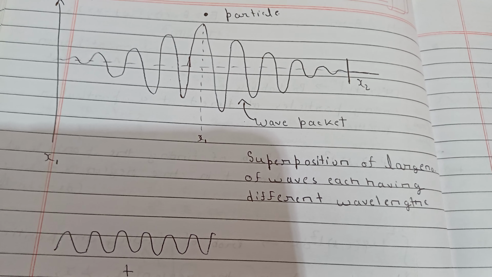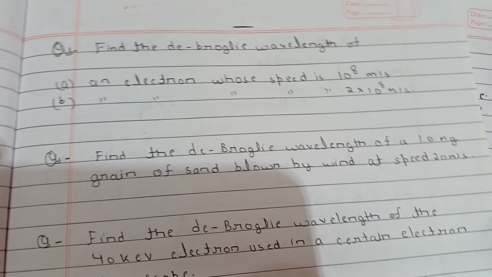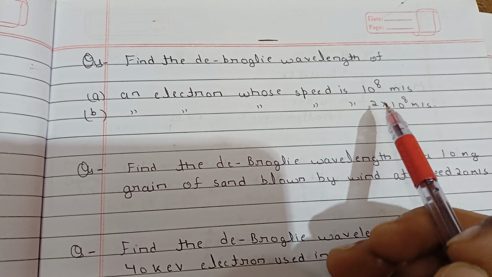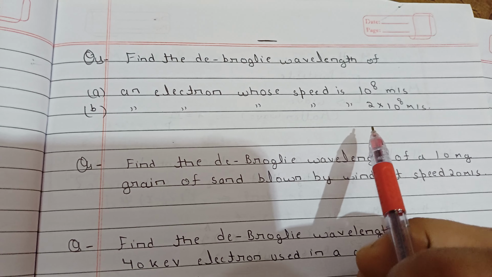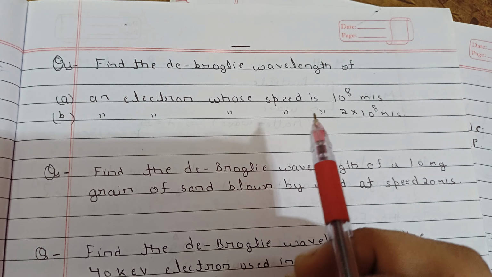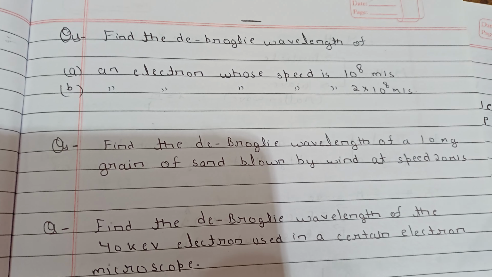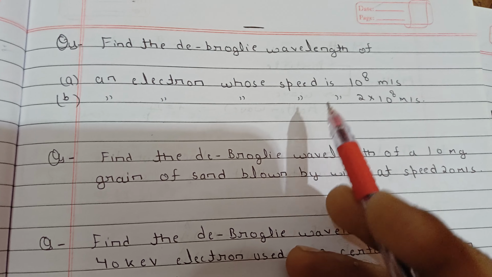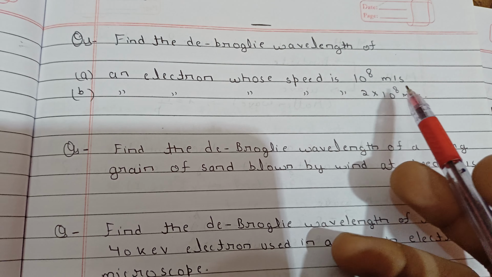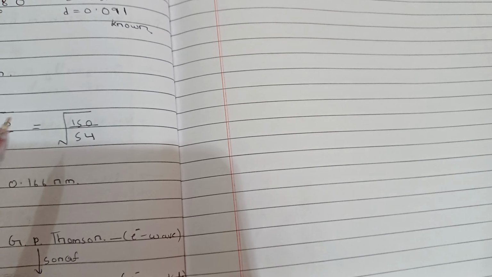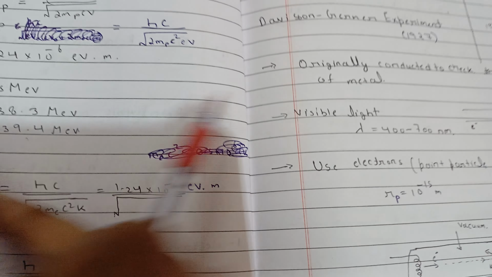So before moving forward, let me give you the solution to the questions I gave you. The first question was to find the de Broglie wavelength of an electron whose speed is 10 to the power 8, and the same if the speed is this. By seeing the speed you can't know if the electron is relativistic or non-relativistic. So you will use the general formula to find the de Broglie wavelength, meaning the relativistic formula. That was this formula.